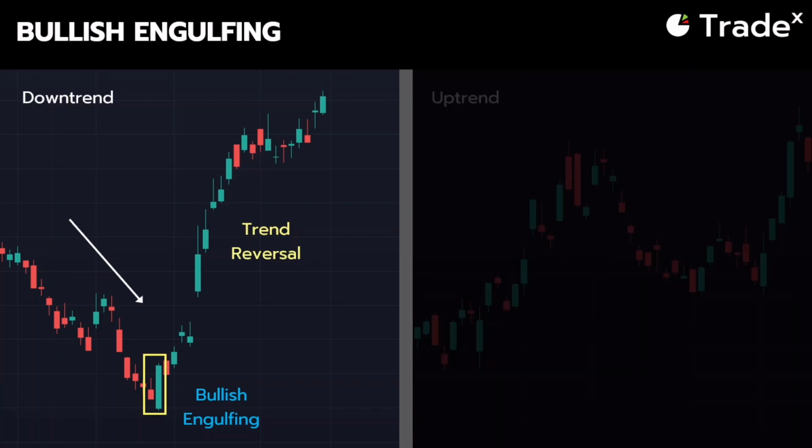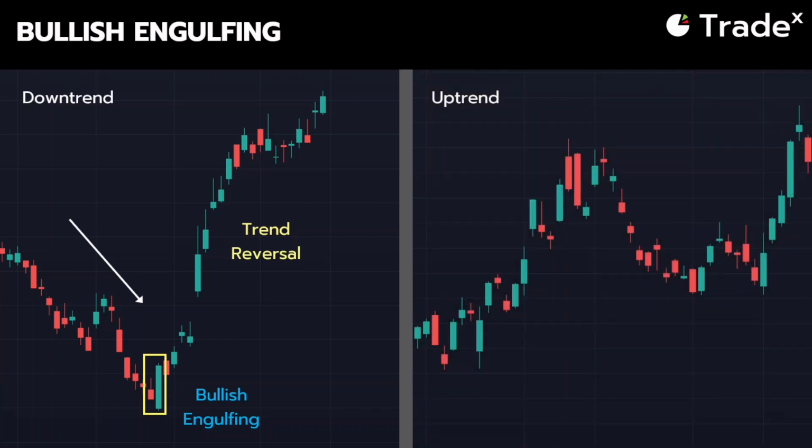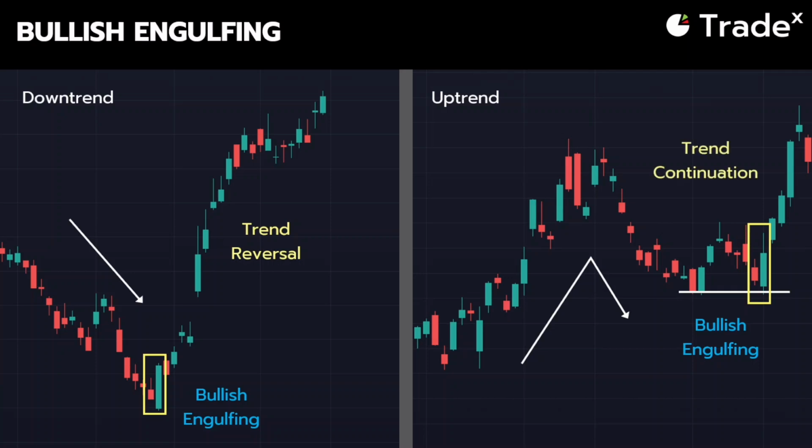Another example happens during an uptrend. The price climbs continuously but then undergoes a deep pullback. During this pullback, the price establishes a strong support level and doesn't fall any further. When the price revisits this support level, a bullish engulfing pattern appears, indicating strong buying pressure and prompting the price to rise again, continuing the original uptrend.